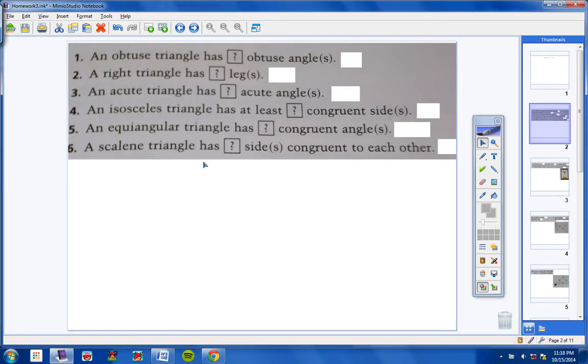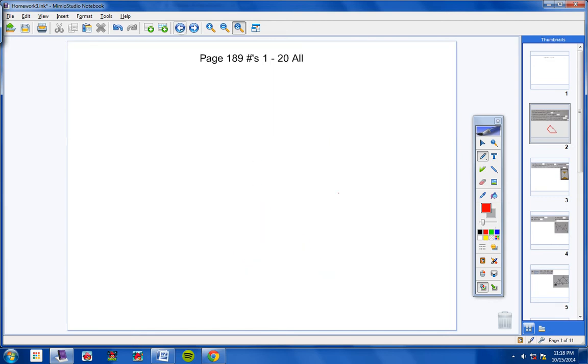Directions for 1 through 6 say choose the best word to complete the statement: either no, or 1, or 2, or 3. An obtuse triangle has how many obtuse angles? The answer is always 1. It would be impossible for a triangle to have an obtuse angle like this, and then another obtuse angle here like this. You would end up with a four-sided figure. A triangle can only have one obtuse angle.